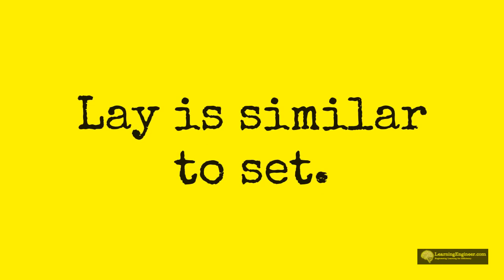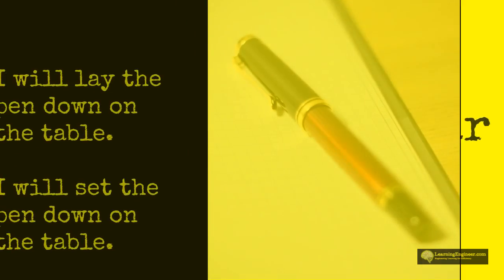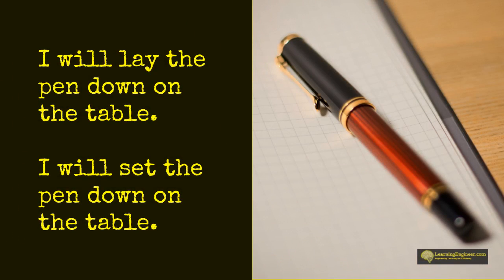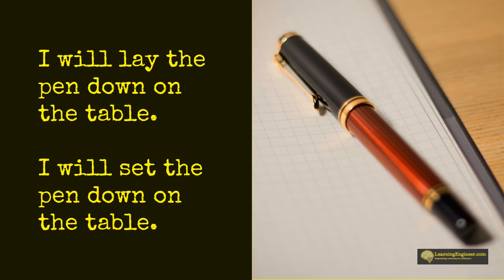Probably the best way to look at lay is that it is similar to set. Here we have some examples. The first one we have is, I will lay the pen down on the table. And as you can see, this is very similar to set because we can also say, I will set the pen down on the table.